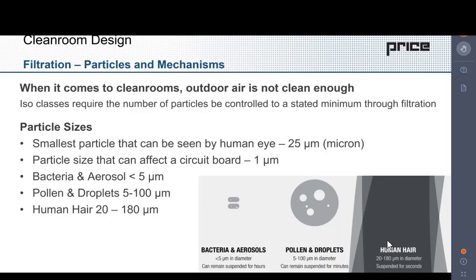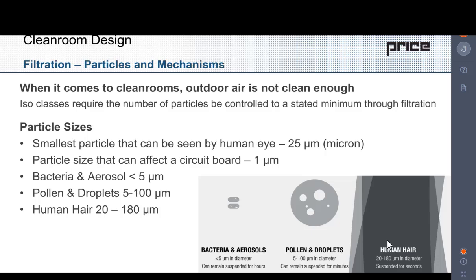So when we're looking at filtration, we're going to be looking at really, really small particles. It's dictated through the ISO standards that Jack went through. So when we're looking at the different sizes of the particles, you can see some on screen. A 1 micron particle is small and it can affect a circuit board, while the smallest particle that a human eye can see is around 25 microns, which is right around the bottom size of a human hair.